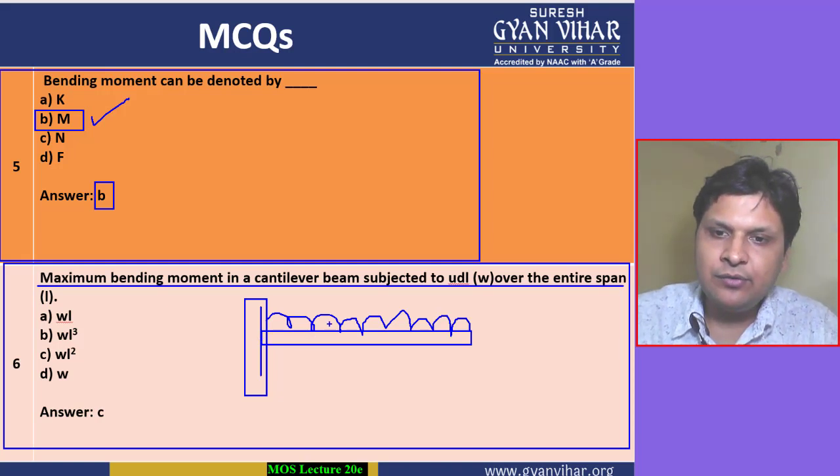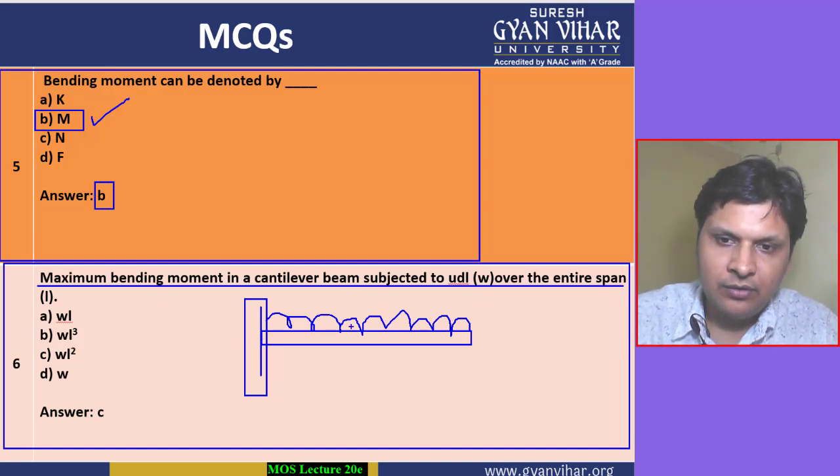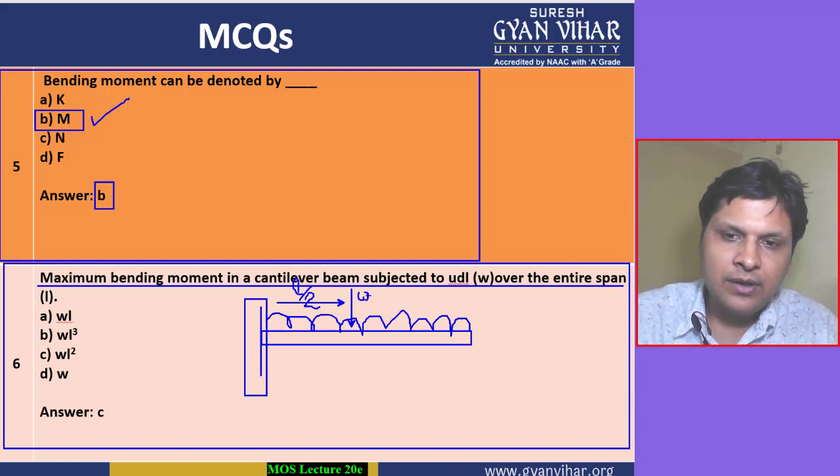And what will be the value? See, the UDL is considered to be a point load acting at its center of gravity. Means at a distance of L by 2 from the fixed end, if the whole distance is L. And the load is, for example, small w per unit length.